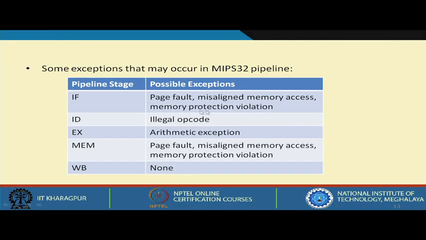Okay. And memory protection violation, you are trying to access a memory location where you do not have the access rights, access permissions. For ID you can get an illegal opcode, for EX you can get, let us say, divide by 0, some kind of arithmetic exception. Mem same, page fault, misaligned access, memory protection violation, and WB there is nothing.